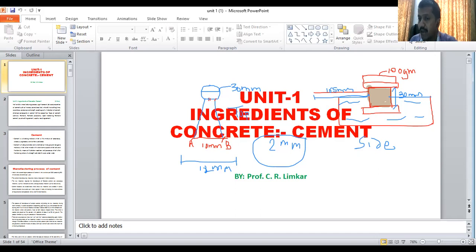So this will give you the idea about the soundness present in the cement. If your answer is more than 10 mm, that means it's an unsound cement. That means there is presence of excess lime and magnesia in that cement. But if the distance remains less than 10 mm, that means your cement contains the exact amount of lime and magnesia. There is no excess lime and magnesia. So that cement you can use for your construction work. Okay.